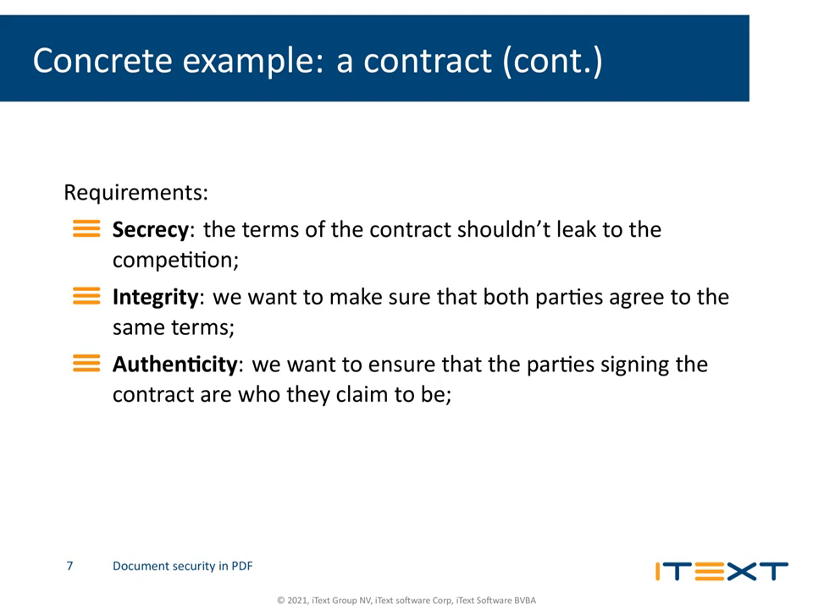So this is a list of what the requirements might look like. The first one is they might require secrecy to avoid leaking the terms of their contract to the competition, because, well, that might compromise their position in the market. Then there is also the aspect of integrity, which is extremely important when you engage in a deal of whatever nature with someone. So we want to make sure that both parties agree to the same terms, and you want to avoid giving the opposition the opportunity to insert language that's convenient to them but not to you. And then there is the authenticity aspect, where we want to ensure that the parties that actually end up signing the contract are who they claim to be.